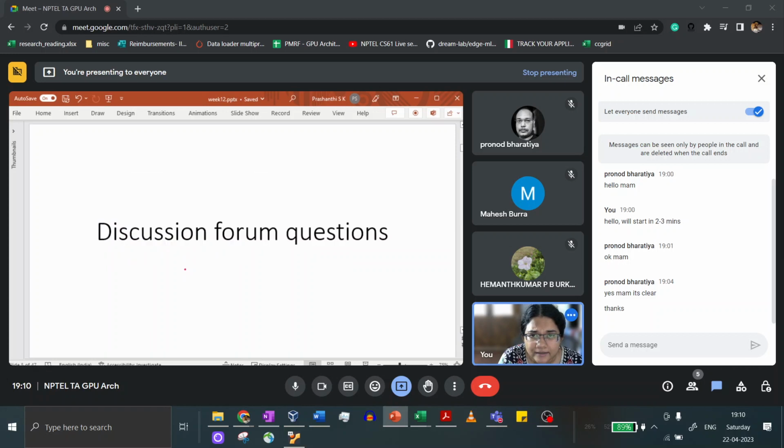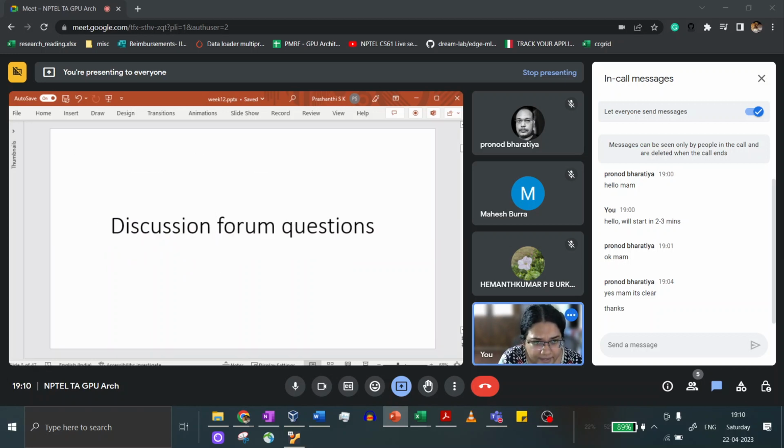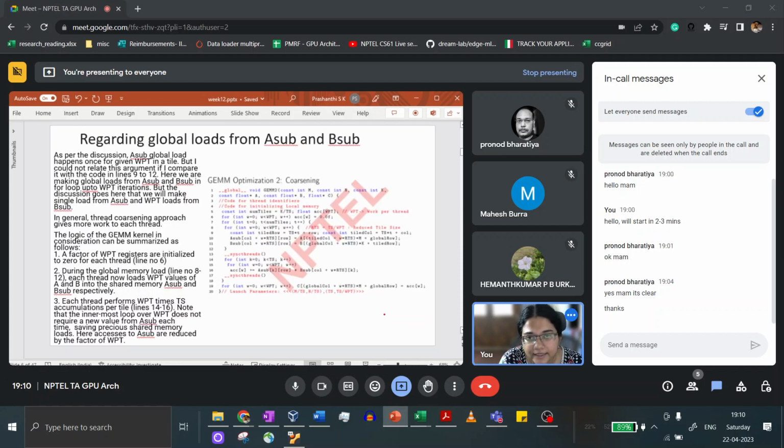So with that, like I said, I don't have any dedicated recap for this week. Wherever needed before the questions, we'll have a quick recap. So we'll just move to the discussion forum questions and walk through them once in case you've not understood some of it. So this was regarding the coarsening optimization we discussed for GEMM.